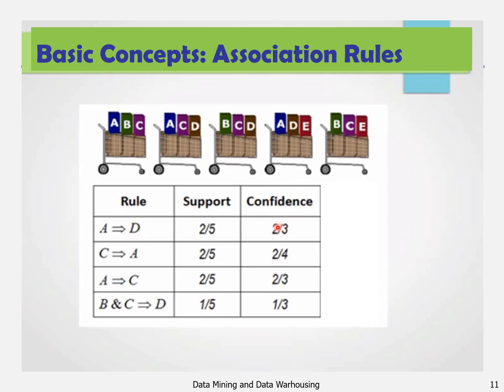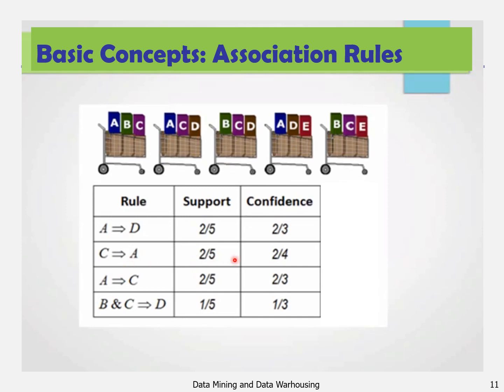So the confidence is 2 out of 3. Let's see the second example, which is C and A. Now we want to see the times where C and A were found together. So here A and C, here 1. A and C, here 2. Do we have A and C here? No. A and C here? No. A and C in here? No. So it happens 2 out of the 5 transactions that A and C happened together.